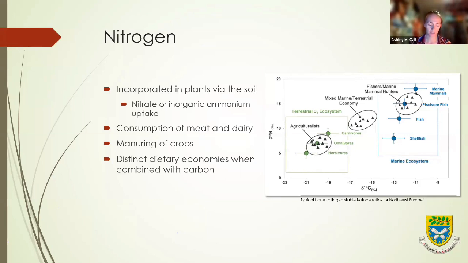There's some nuance to this. I suggest modifications to this model include both the effects of manuring and the incorporation of increased cereal nitrogen values by 1 per mil. When coupled with carbon, you can see distinct subsistence strategies, with the hunters having the highest nitrogen and carbon values, especially compared to the agriculturalists.